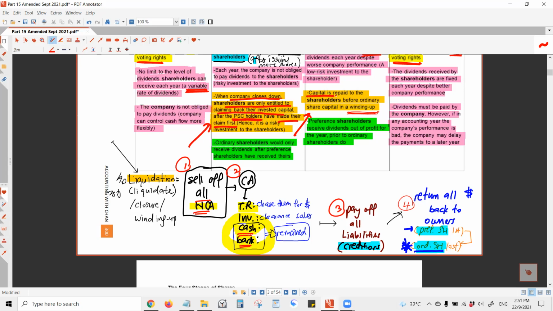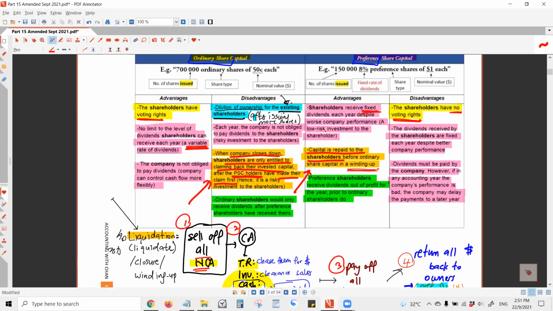And here, capital is repaid to shareholders. When you see the word shareholders here, whether it is preference or ordinary, you see which column this sentence is under. This sentence is under the preference share capital column. That means the shareholder here is about preference shareholder. When you see that this word shareholder is under the ordinary share capital column, it means that we are talking about ordinary shareholder. You know how to read. If you have problem, you let me know afterwards. So this is about the priority when company closes down.